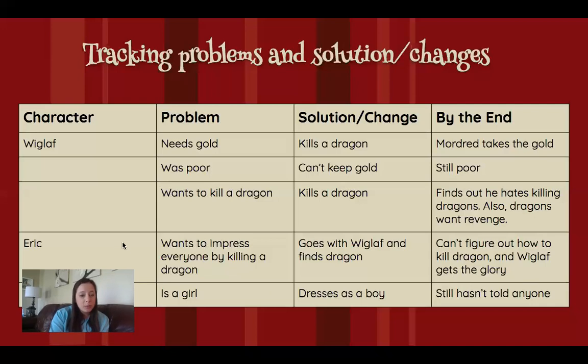And then another problem that Eric has is Eric's a girl. The change or the solution of that is that he dresses as a boy, and at the end, he still hasn't told anyone. So this is just an example for you guys. If you've never read that book, hopefully you're starting to see and understand the way I'm talking about it, how you're gonna write out what are some different problems that your characters might have. Are they solved? Are they changed in any way? And then maybe you might know what happens after that.